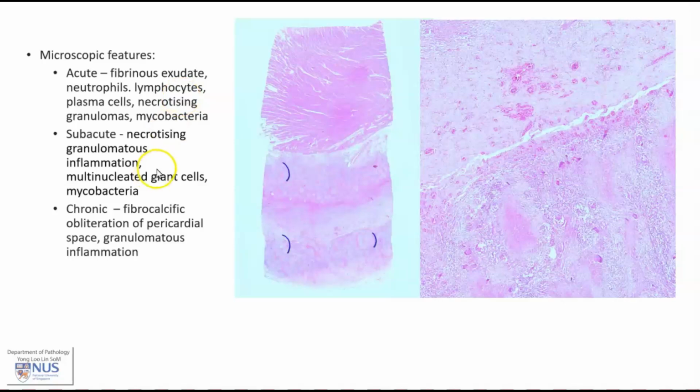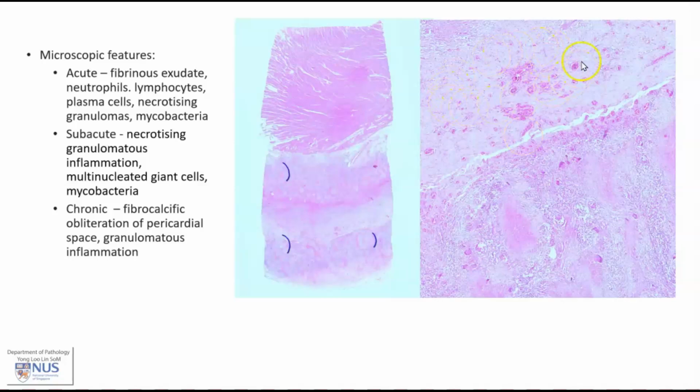Microscopically, again, this depends on the phases. Usually in the acute phase, we see fibrin, as well as acute and chronic inflammation and necrotizing granulomas. In the subacute phase, we still see necrotizing granulomatous inflammation, and this is the predominant picture. And in the chronic phase, as we see here, there is fibrocalcific obliteration of the pericardial space, and again with persisting granulomatous inflammation. So what we saw earlier is fibrosis and necrotizing granulomatous inflammation.